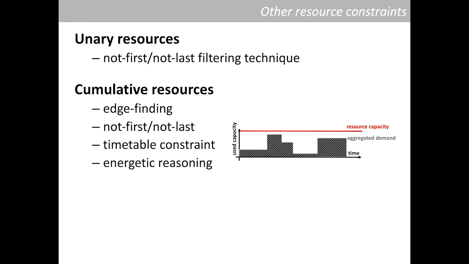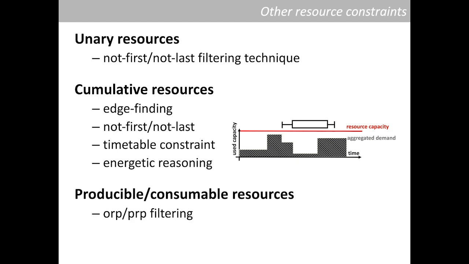So this is a graph that shows the capacity of the resource at each time. Some capacity is already used. And now we have an activity with its time window, and we can use information about how the resource has been used before to prune the time window, because we can see that at the beginning there is not enough capacity to run the activity. So this is the idea of the timetable constraint.